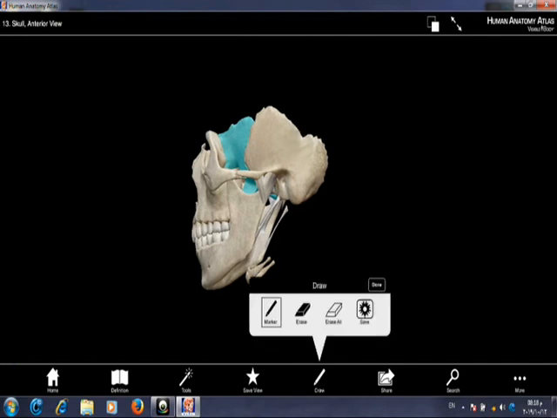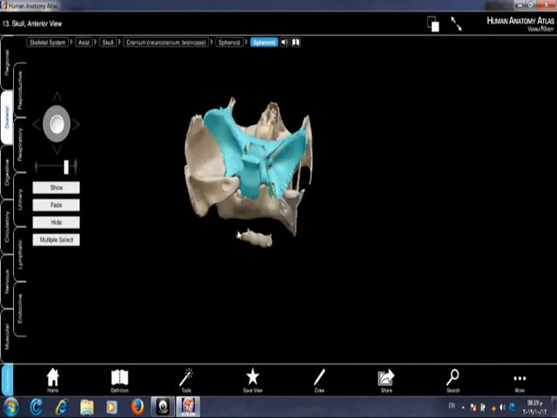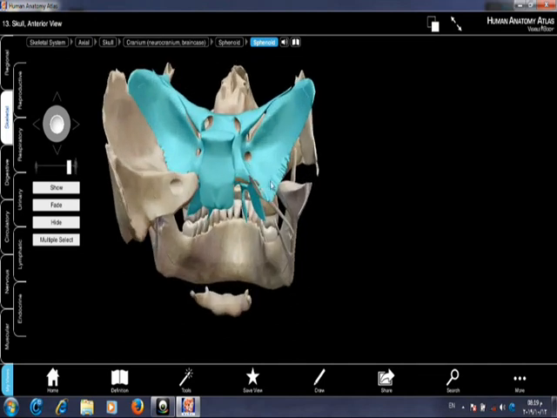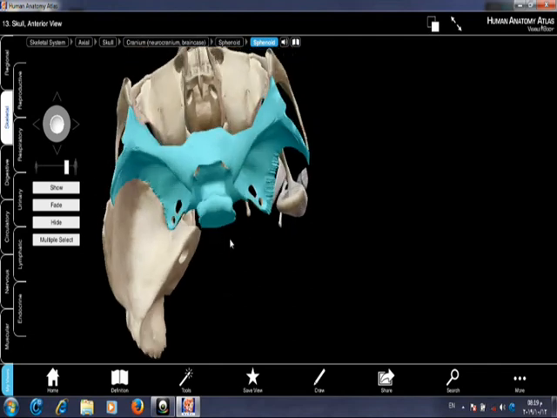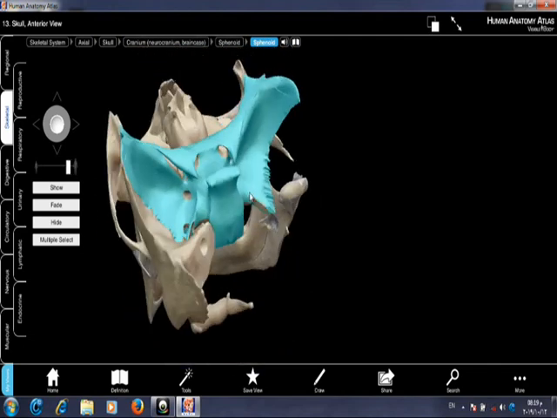My students, give me your attention, please. From the side or from the outside, when you see the sphenoid, you think it is this only. But actually, the sphenoid is all this from the interior. All this is sphenoid. Okay?